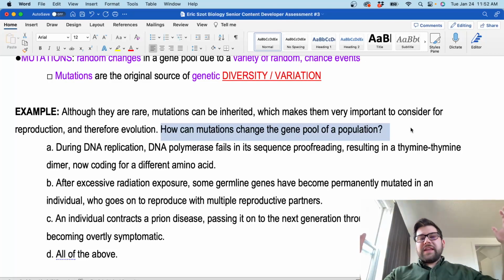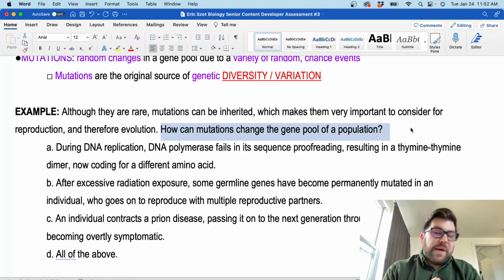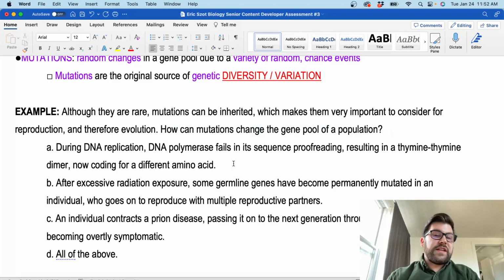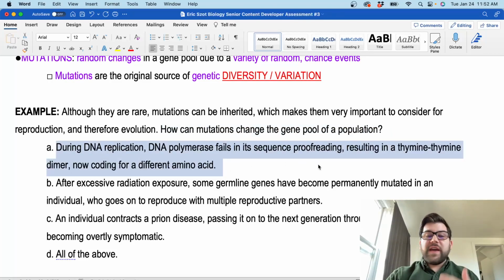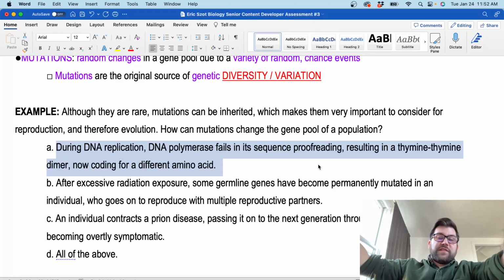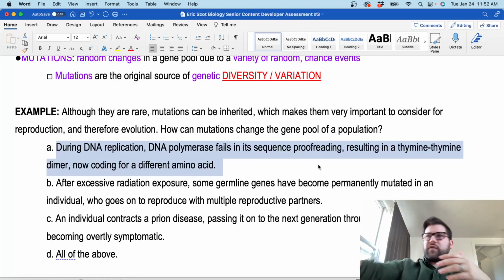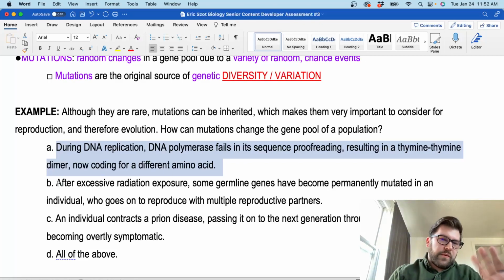This is actually really open-ended. There's a lot of possibilities here. We could be looking for a number of things. Let's just start going through the answer options and see what works. So during DNA replication, DNA polymerase fails to proofread. Now we have a mutation. And now we get a different amino acid. We could get a different protein from this. We could have a totally different trait or functional enzyme coming out of this. So A is totally possible. But before we commit to A, let's look at B.